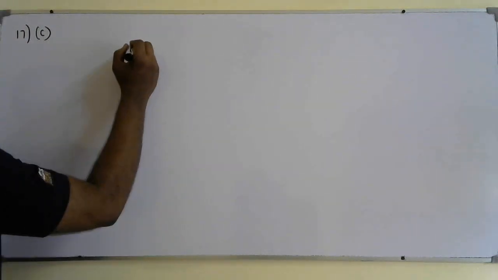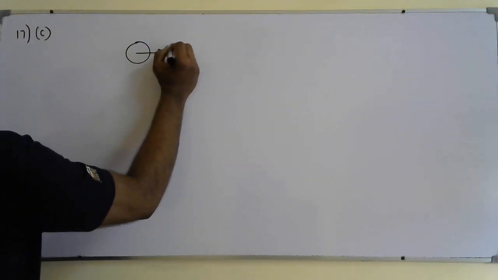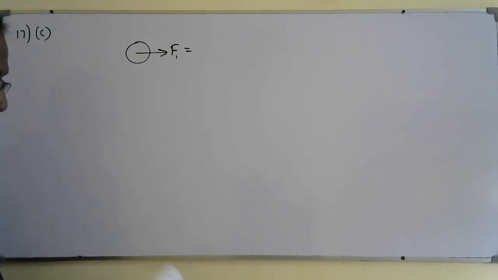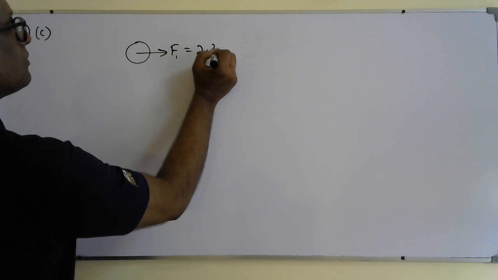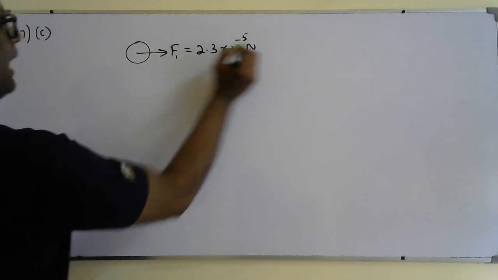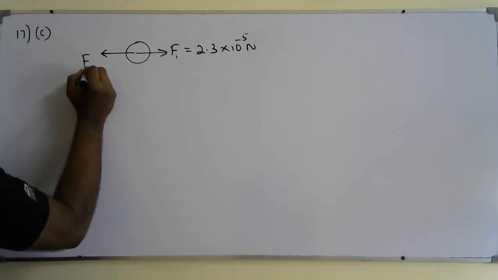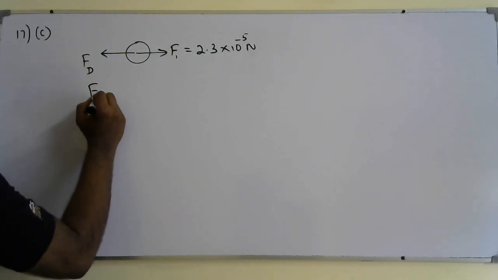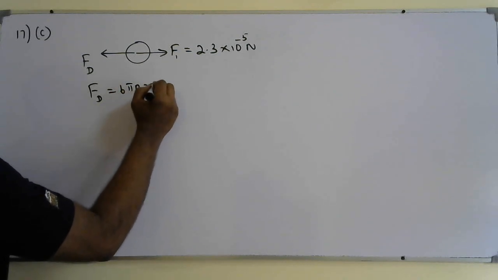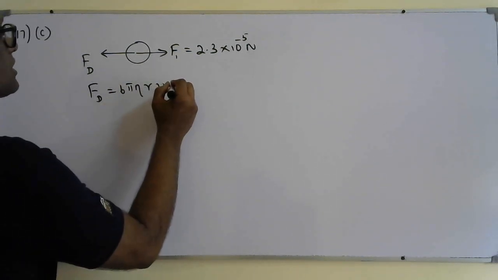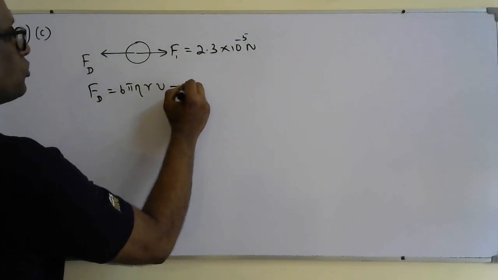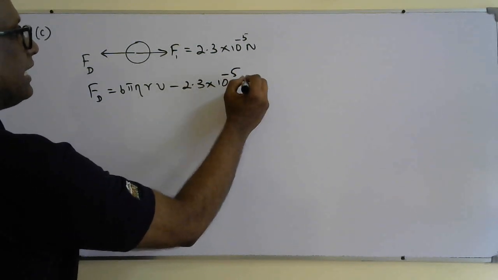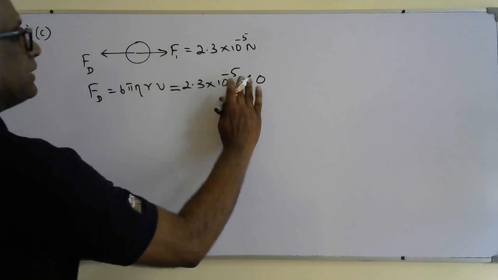So I can say this is the sphere. It has a constant force acting towards the right, which we already know is given as 2.3 × 10^-5, and there's a drag force which is given by 6πηRV. Terminal speed means this drag force must be equal to the constant force, or constant force minus drag force equals 0. That means this must be equal to this one.